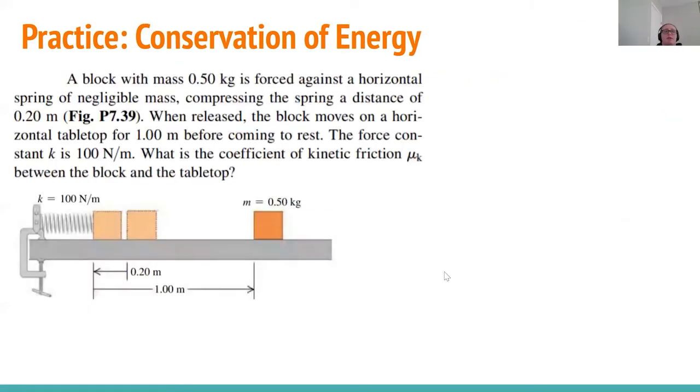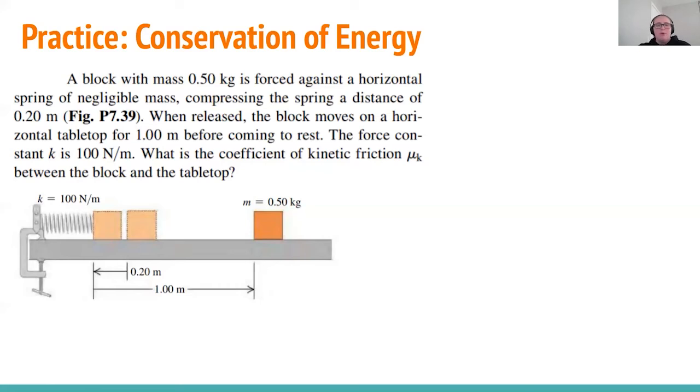In this case, we have a block with mass of 0.5 kilograms forced against a spring with a negligible mass, compressing the spring a distance of 0.2 meters. When released, the block moves on a horizontal tabletop for 1 meter before coming to rest. The force constant k is 100 Newtons per meter. What is the coefficient of kinetic friction between the block and the tabletop? So we're trying to figure out what mu is equal to.